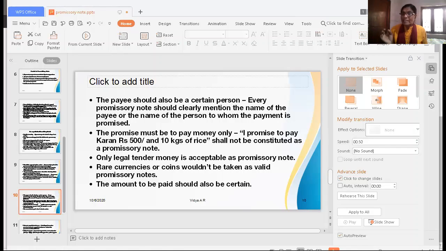And only legal tender money is acceptable as promissory note. Rare currencies or coins wouldn't be taken as a valid promissory note. That is as per the Currency Act of our country. And the amount to be paid should also be certain. Appo clear alle?